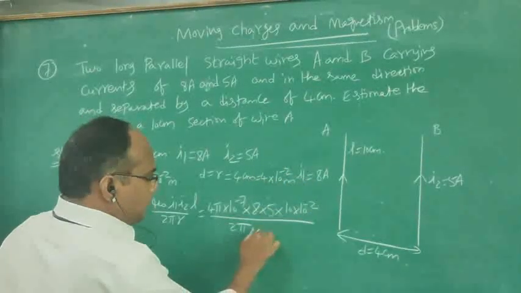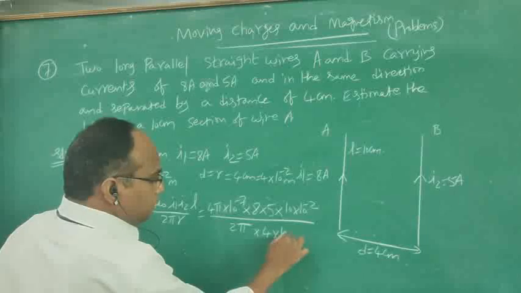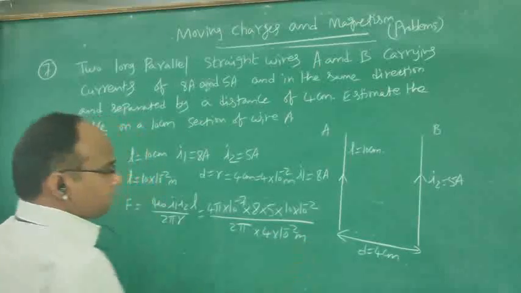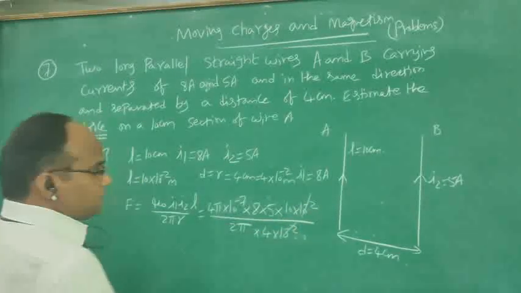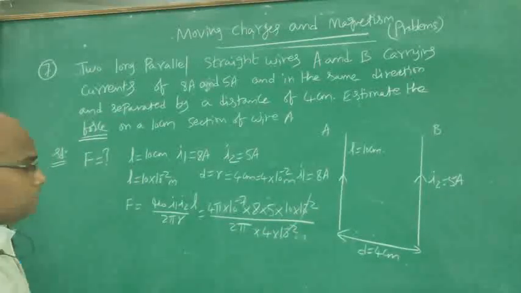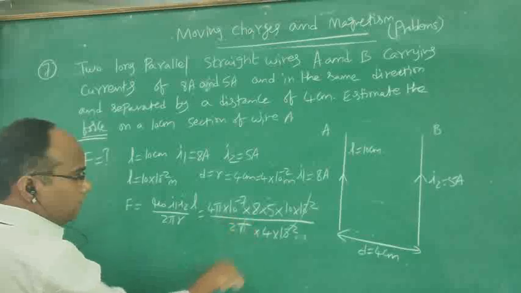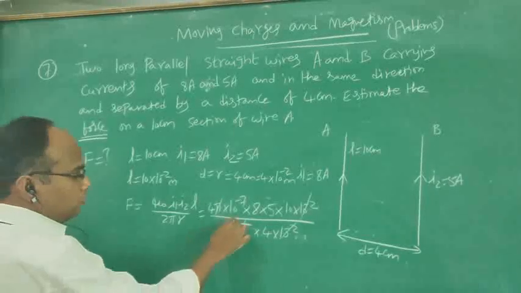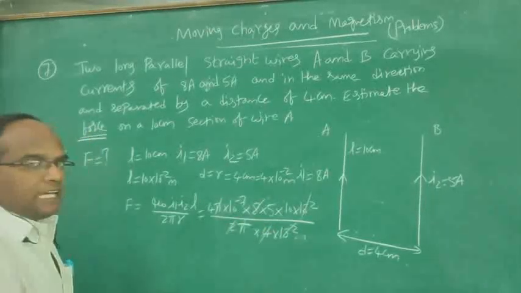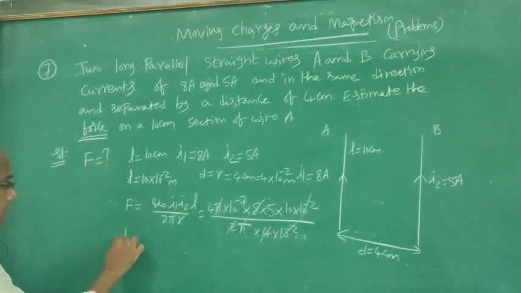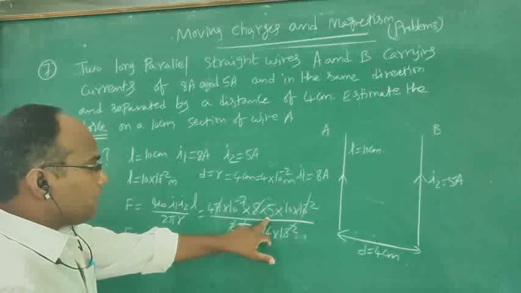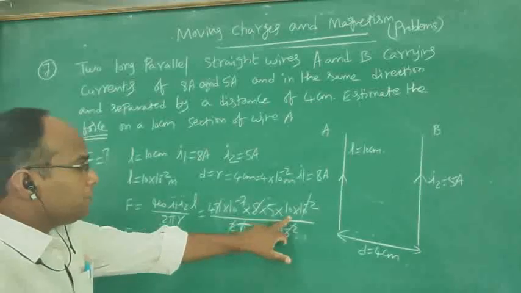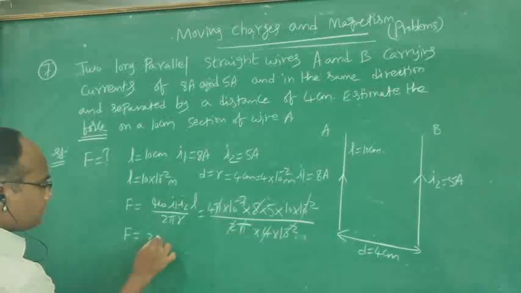So here I should write 4 into 10 to the power of minus 2 meter. Okay, so this minus 2 cancels. So what is the value? Pi cancels. 2 4s are 8, cancel. So what is the value? F is equal to 4 5s are 20. 20 into 10 is 200.